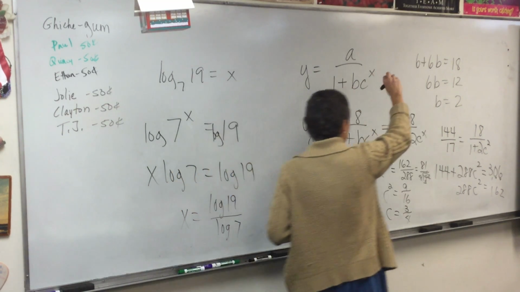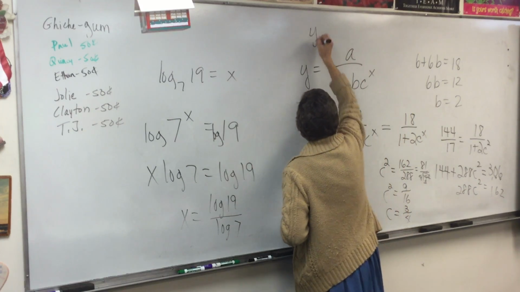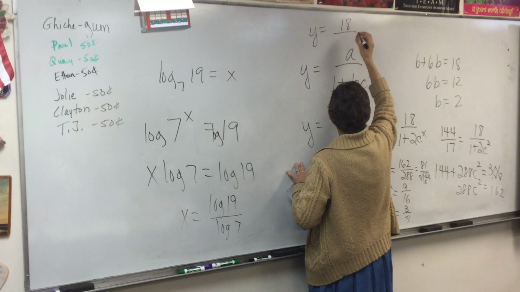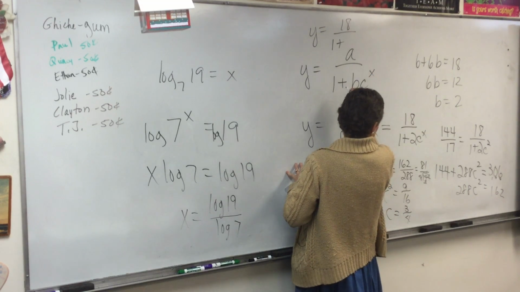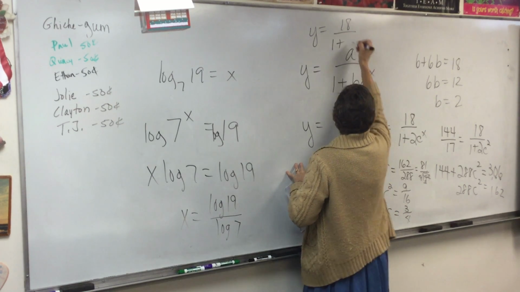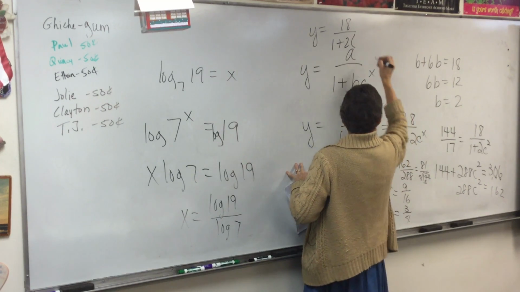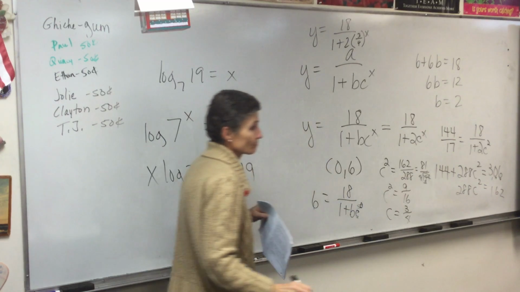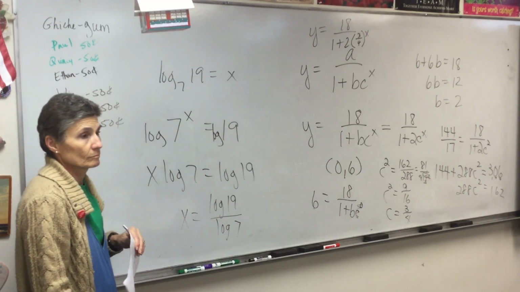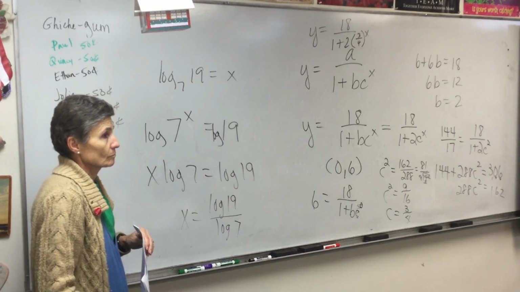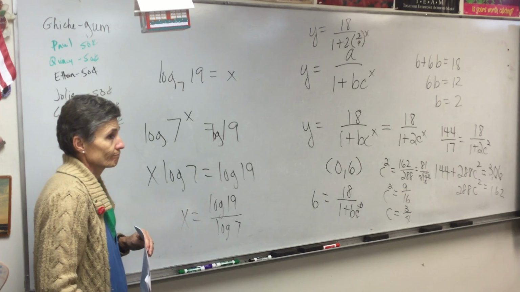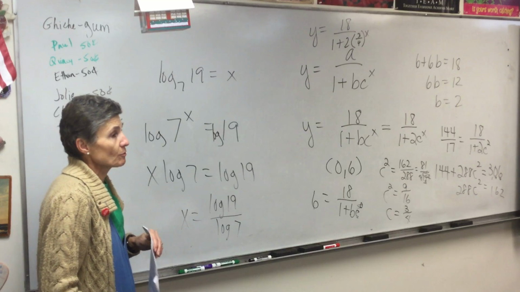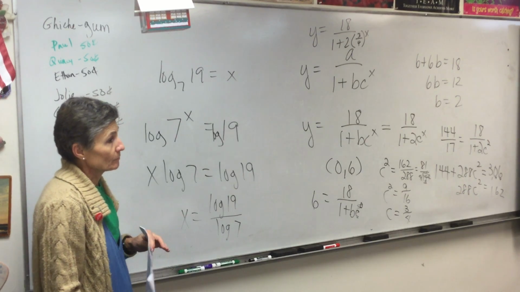So my answer then, after all that, I have everything now. My answer is 18 over 1 plus 2 times 3/4 to the x. It's the limit to growth, so it goes on the top automatically.